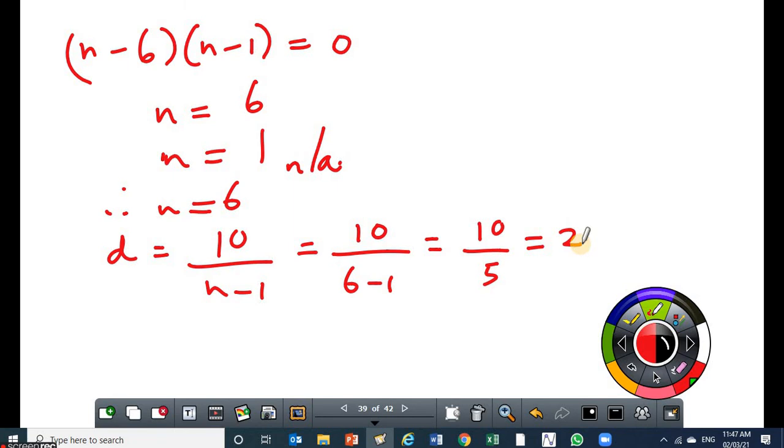You can test if the answer is right. Right? The first term is 1. So if you add 2, you get what? 3. If you add another 2, you get 5. Then you add another 2, and so on. Right? Yes?